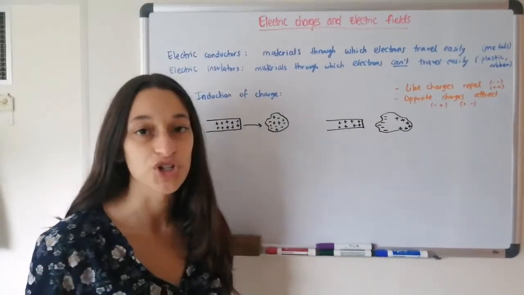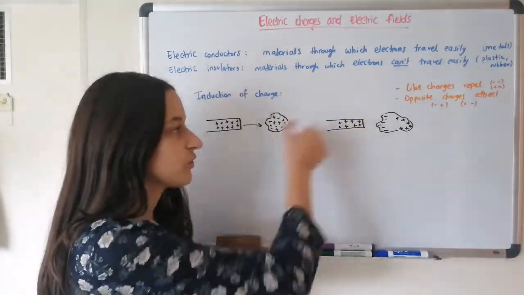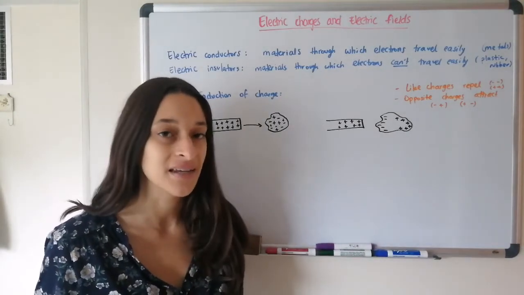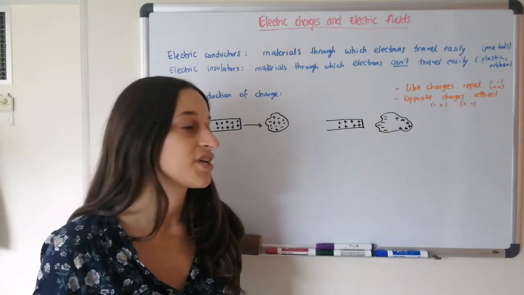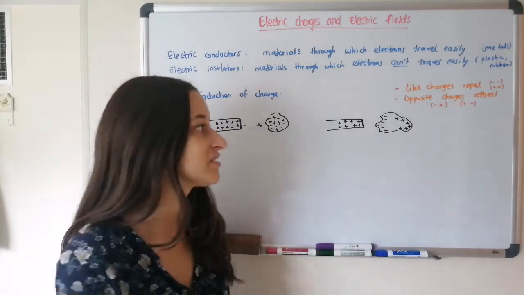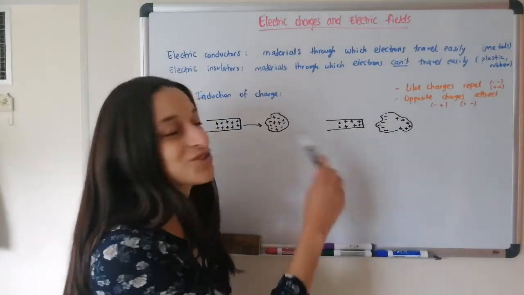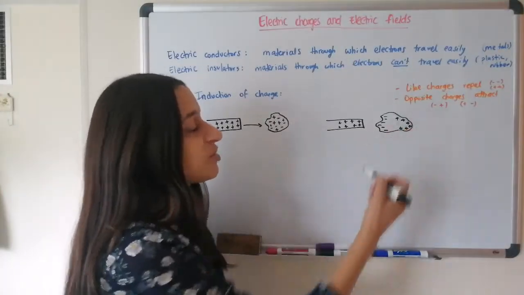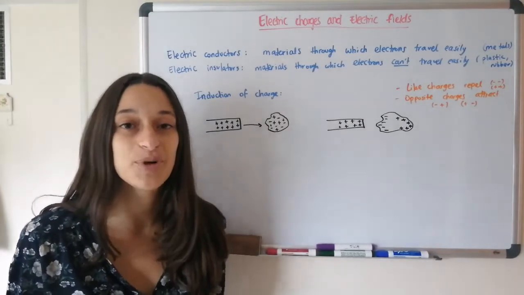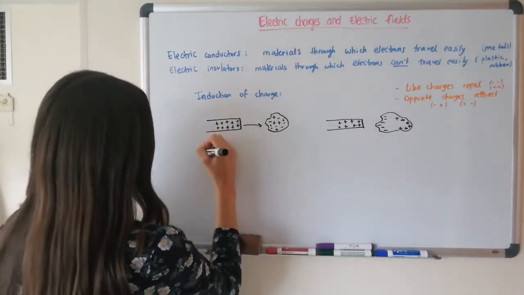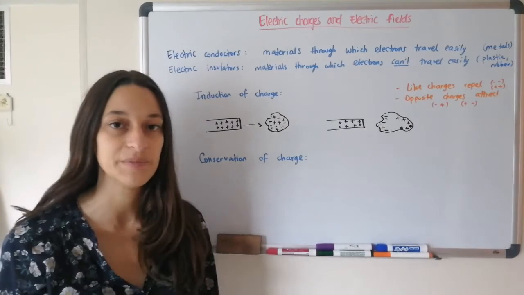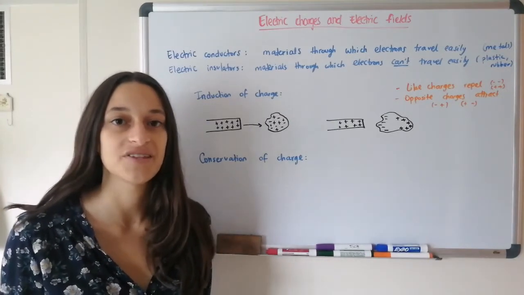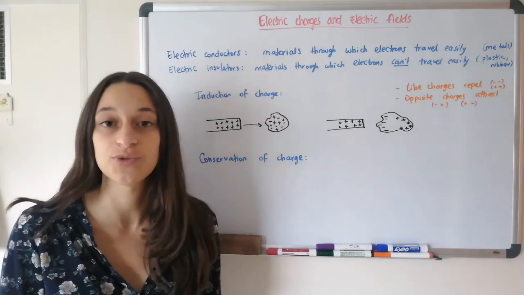But this induction of charge is temporary. As soon as you take away this positive charge, the charges will realign, and again, it will be neutral. It won't be charged anymore. And something else to remember is that the charges will be conserved. I'm not sure if I drew it correctly, but the same number of charges that there were at the beginning will be there at the end because of a very important law called conservation of charge. What conservation of charge basically means is that no matter if the charge is rearranged, you will always have the same total amount of charge that you did before.